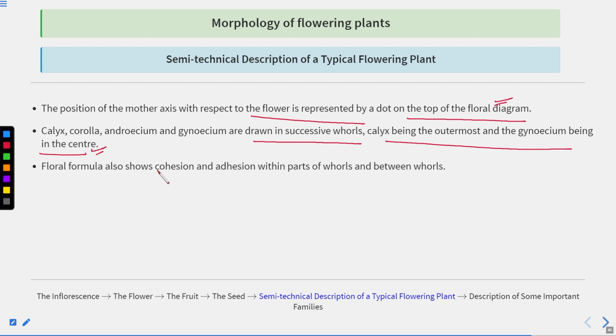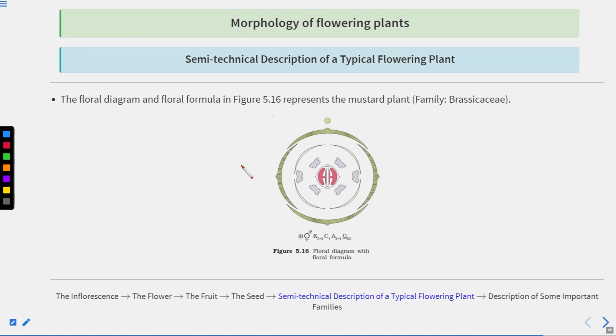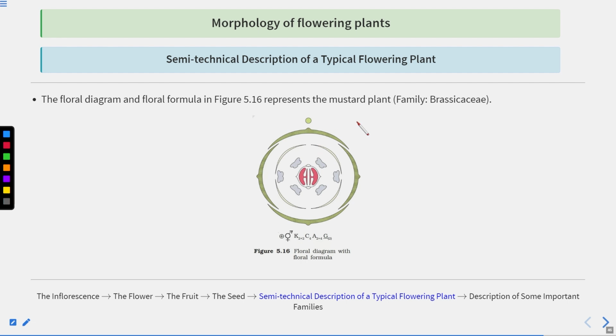The floral formula also shows the cohesion and adhesion within parts of the whorls and between the whorls. Okay, if C is attached to A, then you see this adhesion. Okay, and if all these corolla are fused together and 5 in number, then you write it like this. So it is also representing the cohesion and adhesion. The floral diagram and floral formula are represented here for the mustard plant. So this is the representation of the mustard plant that comes under the family Brassicaceae. Again, that is the same diagram, actinomorphic, bisexual flower, okay, K2 plus 2, C4, and androecium 2 plus 4.